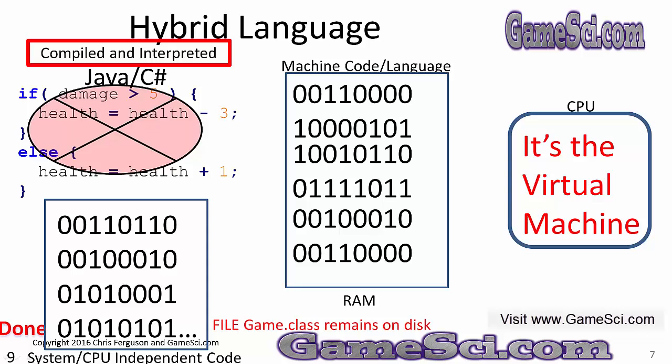That way, we get some of the speed improvement of a compiled language because most of the code has been processed into the system-independent code. And we get the flexibility of an interpreted language because at runtime, it creates the code needed for that particular machine. People want their code to run on multiple computers.